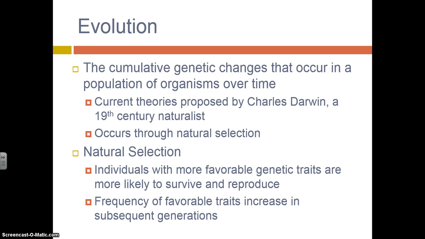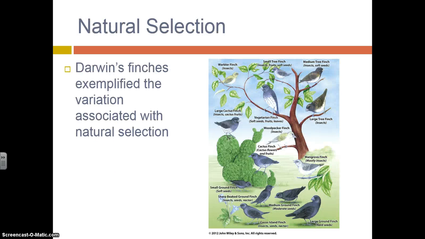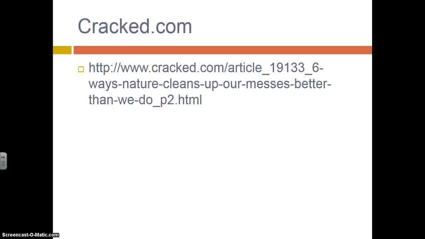And so a perfect example comes from the article on cracked.com, which is right here. If you go to this website, Cracked is an interesting website. They have very satirical articles on them, and they are based on fact. However, they like to poke fun at a lot of different things, and so sometimes they're very fun articles to read. But this article talks about 6 different ways that nature cleans up our messes better than we do, and that is an example of natural selection.